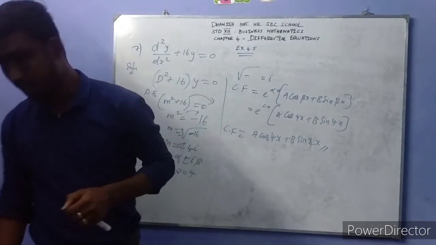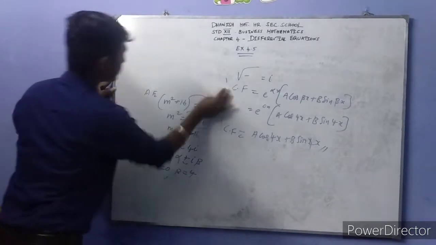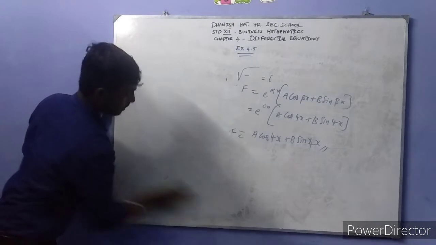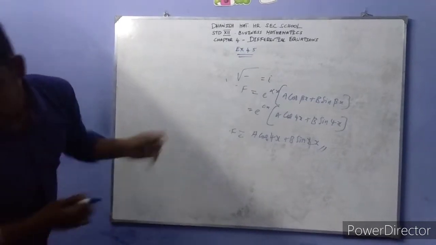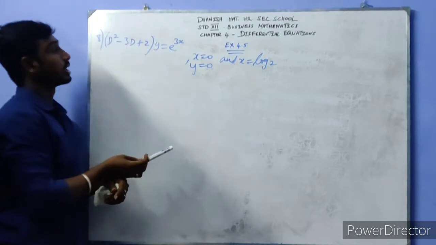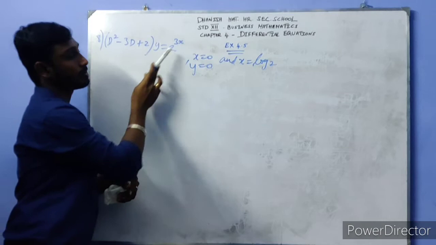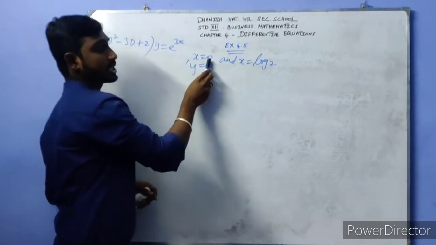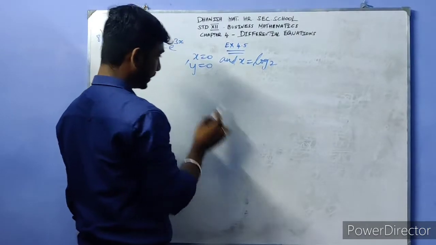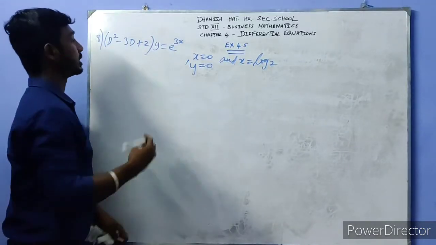What is the question given here? Listen here, that is the 8th one. What is the 8th question given in the textbook? That will be d square minus 3d plus 2 y equal to e power 3x. When x is equal to 0, y vanishes, and when x is equal to log 2, y value also will be 0. So let me solve this one.